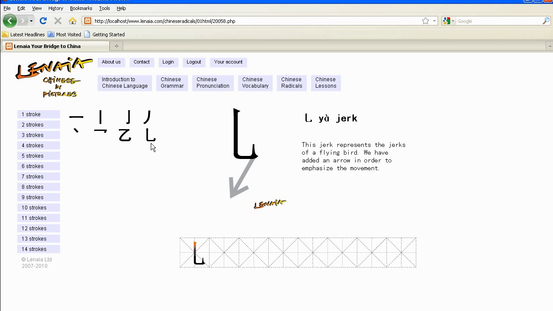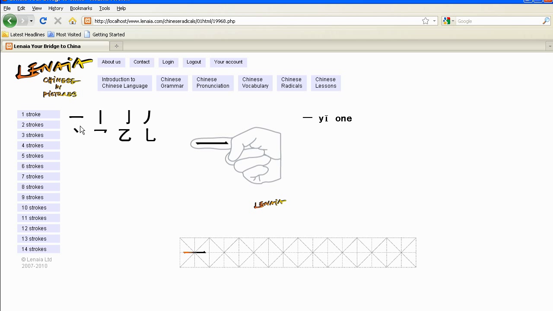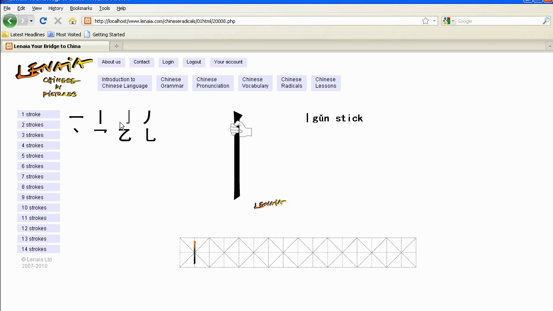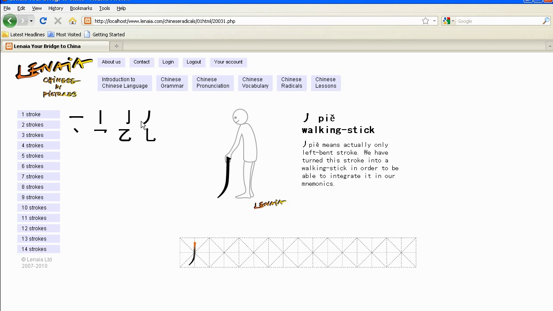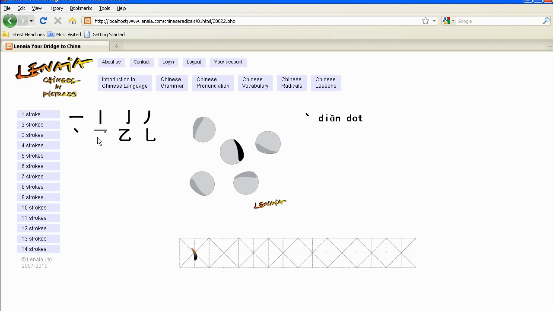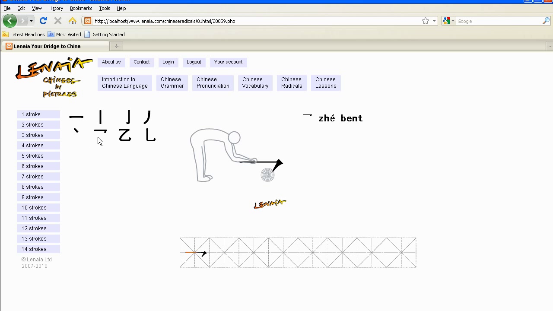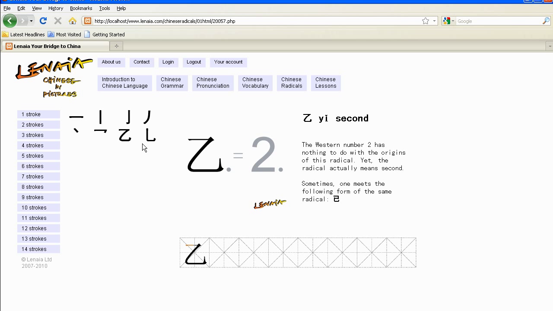Now let's go through these radicals again and see how many meanings you already remember. That one: 1. Stick. Hook. Walking stick. A dot. Bent. You add here a dot: second. And jerk.